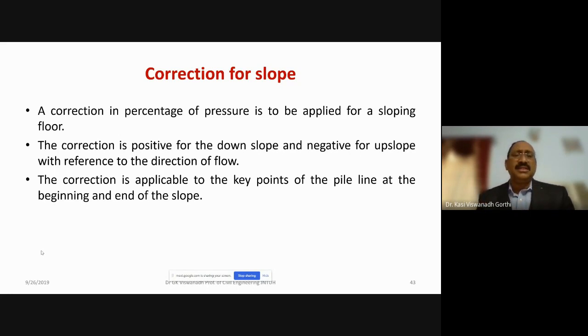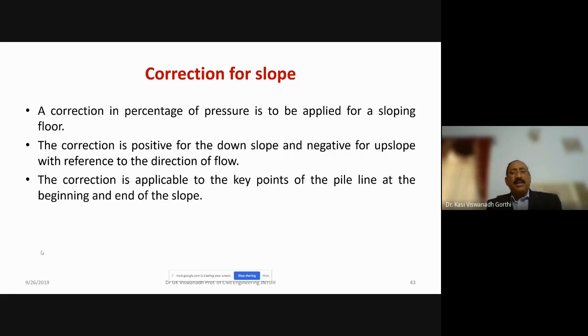The third correction is, if you have a floor with slopes, a correction in percentage of pressure is to be applied for a sloping floor. The correction is positive for the downslope and negative for the upslope with reference to the direction of flow.